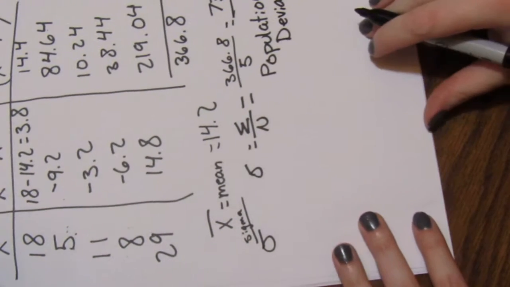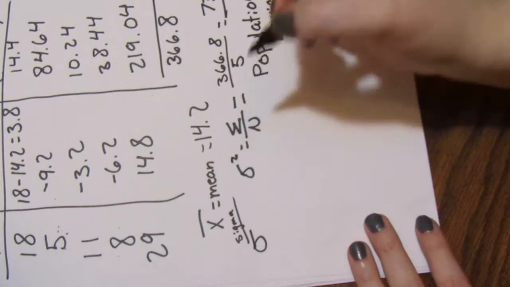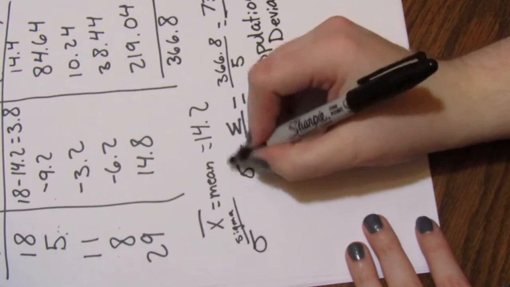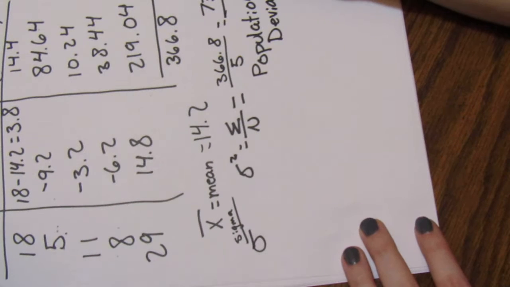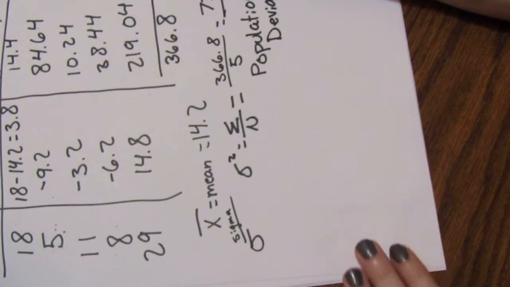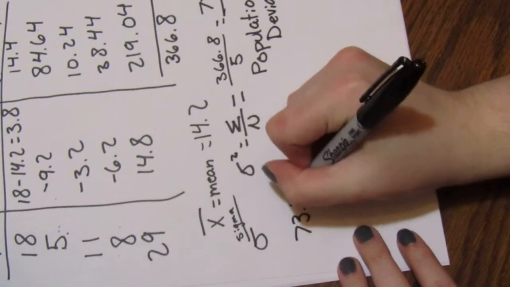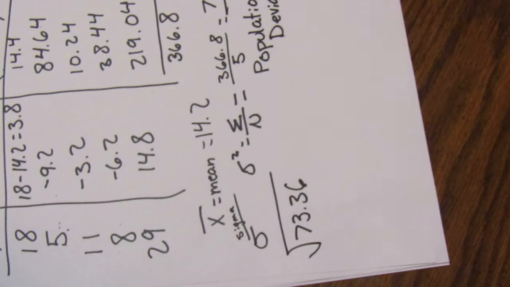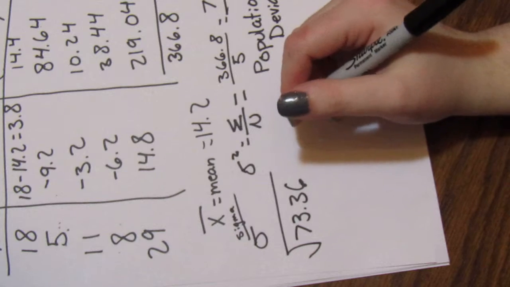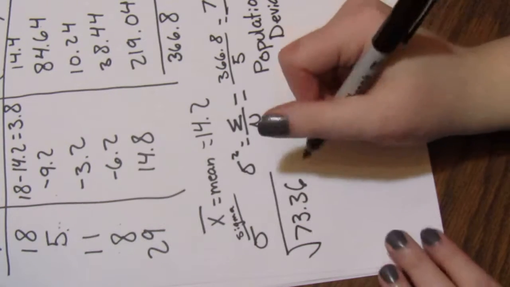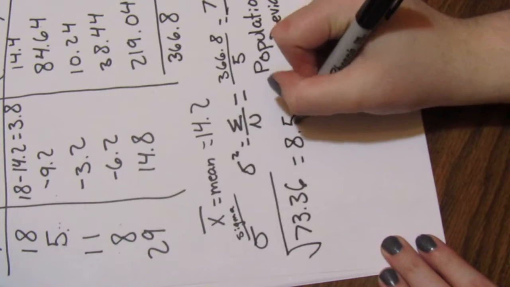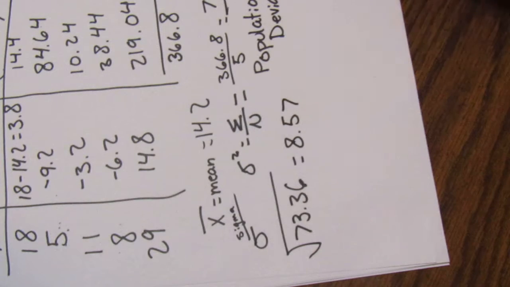And to go backwards, sorry, this is squared. So if you want to find out what this is alone, unsquared, you would take this number here and you would find the square root of it. So 73.36, the square root of that, let's see. That is going to be 8.57 after rounding, of course.